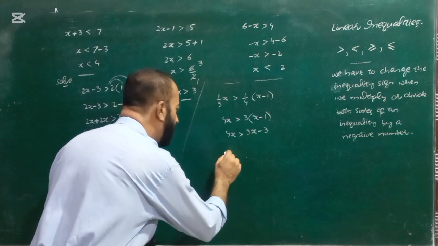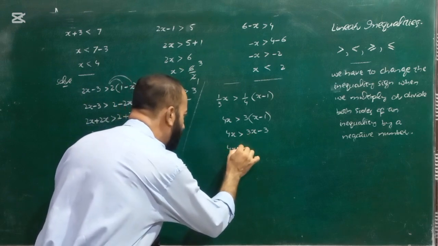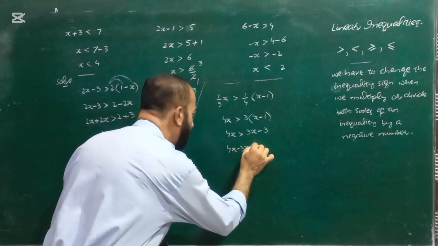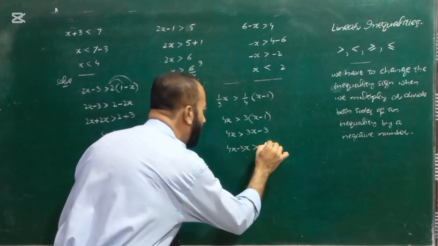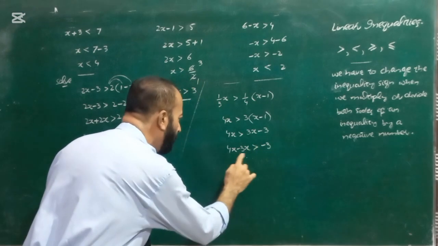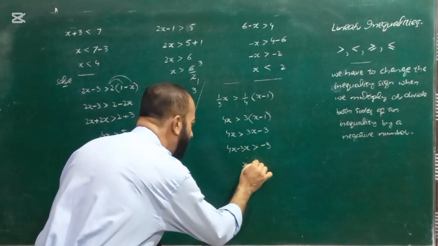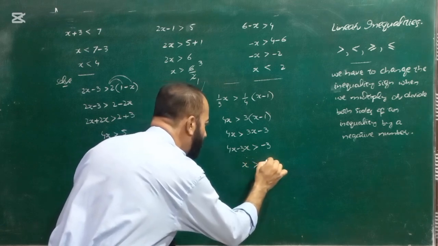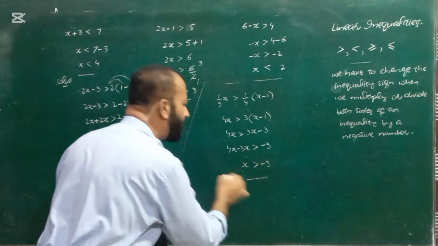Then this 3x will come to the left hand side. So 4x minus 3x will be greater than minus 3. 4x minus 3x will become x, greater than minus 3. The sign is still there. So this is the answer.